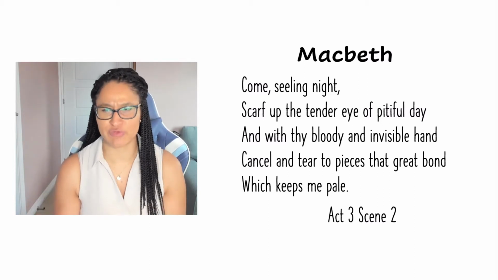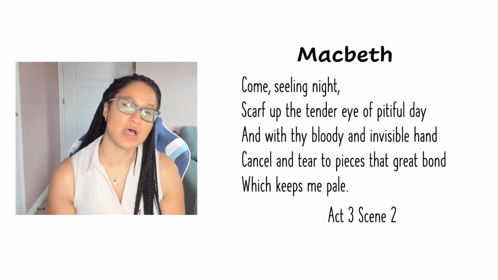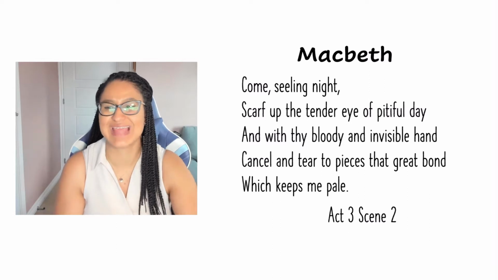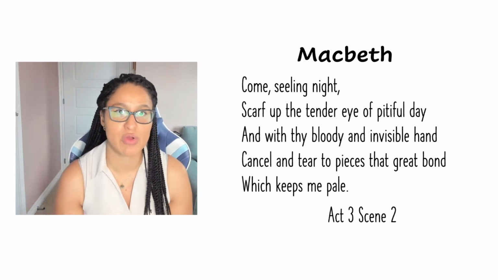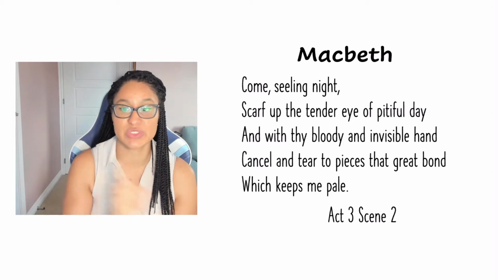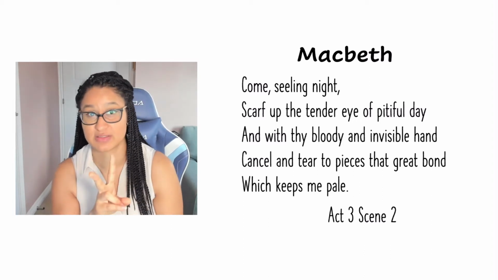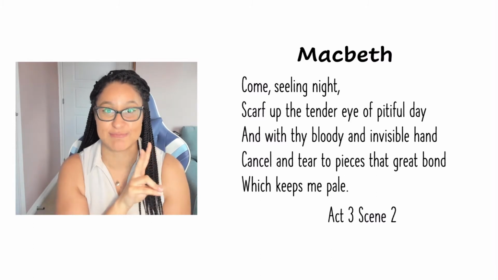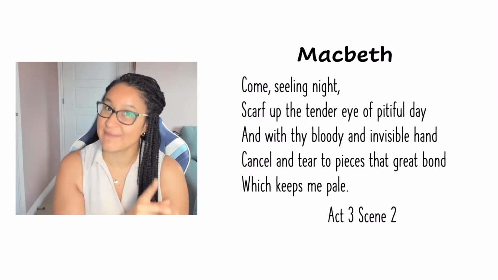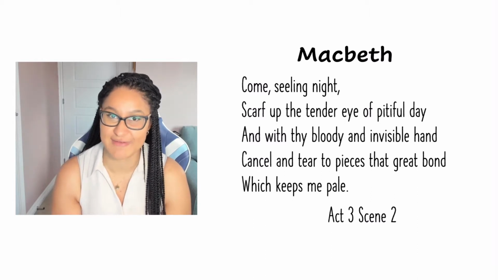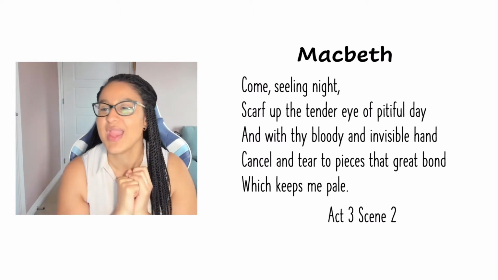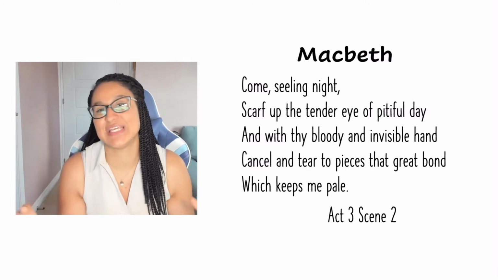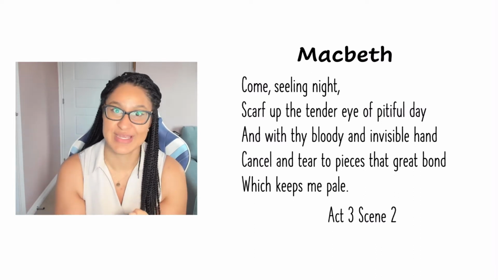We've also got the really violent way he's asking it to be done. "With thy bloody and invisible hand cancel and tear to pieces that great bond which keeps me pale." Now, that great bond which keeps me pale, there's two ways of interpreting this. And if you've watched my videos before, you know that we like the fact that there's multiple ways of interpreting it, because that means we get to talk about multiple things in our essays and show off how clever we are. So the first way of interpreting it is the great bond is his friendship with Banquo. That's what he wants.